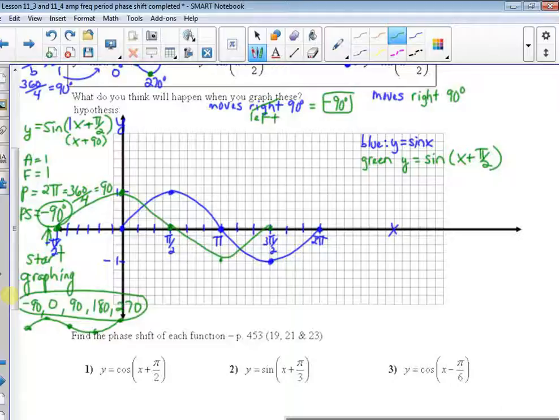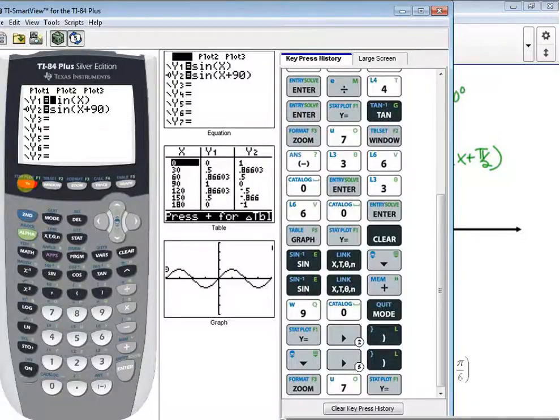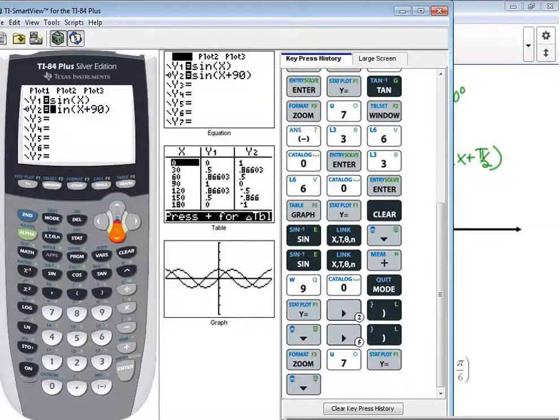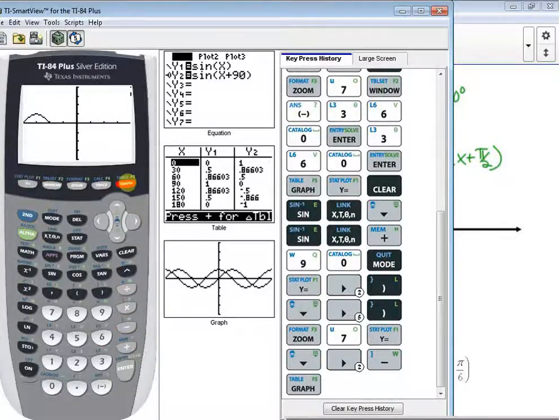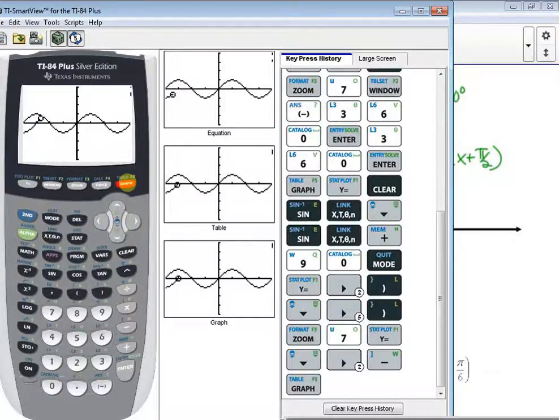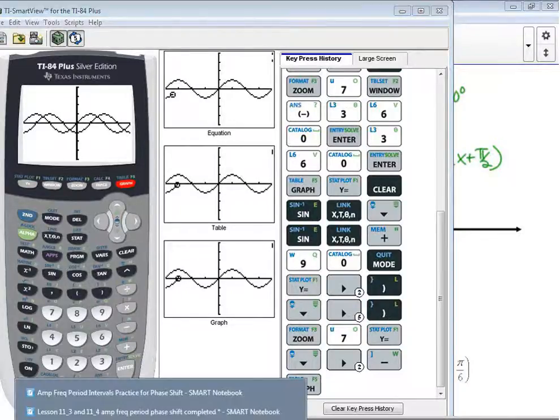Now let's take a look at the next one, which is y equals, so if we go back to our calculator, and we go down to y2, and we change that to a minus, and we hit graph, it should look like it's moving, it's kind of slid the sine graph to the right. And it has. Okay, so let's take a look at graphing that.